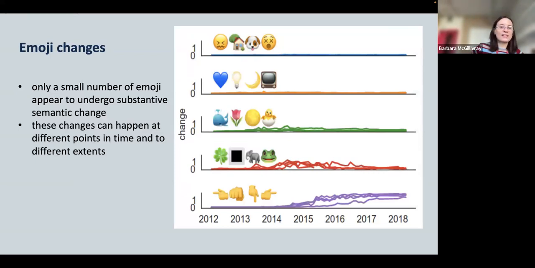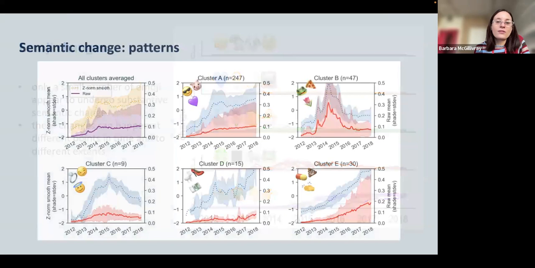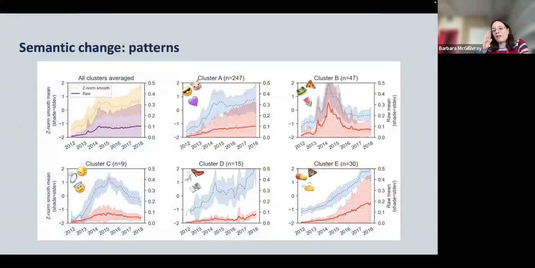And we found that only a small number of emoji actually appear to change, which is just like words. And the changes, of course, can happen at different points in time. And so we found that there were different clusters of emoji: emoji that never changed, emoji that changed very gradually, emoji that changed very suddenly, or emoji that changed periodically.